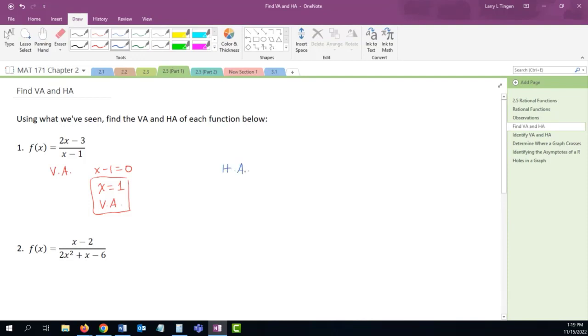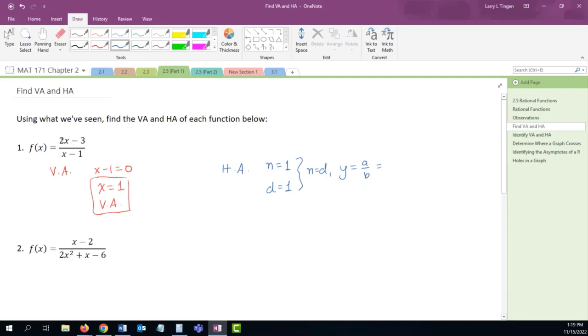Horizontal asymptote is controlled by the degree of the numerator and denominator. Well, the degree of the numerator is 1. The degree of the denominator is 1. Is everybody comfortable with that? Why is it 1? Because I have my variable. There's no power written, so there are understood ones there. So the degree of the numerator is 1. The degree of the denominator is 1. Whenever this happens, when n equals d, then we're looking at a horizontal asymptote of the ratio of the leading coefficients.